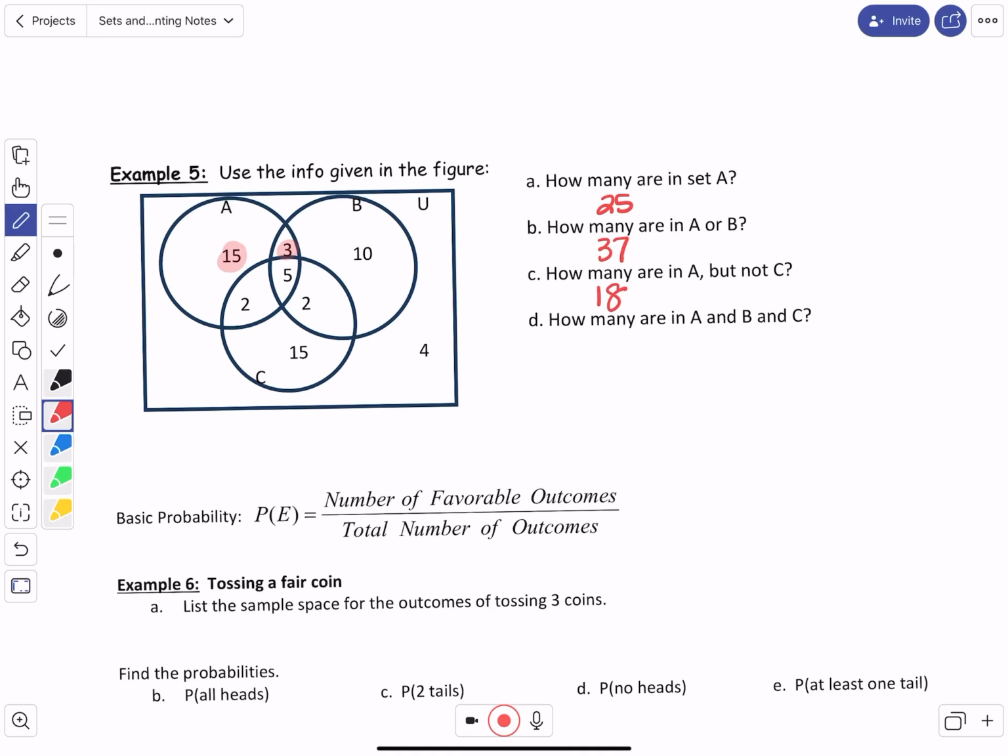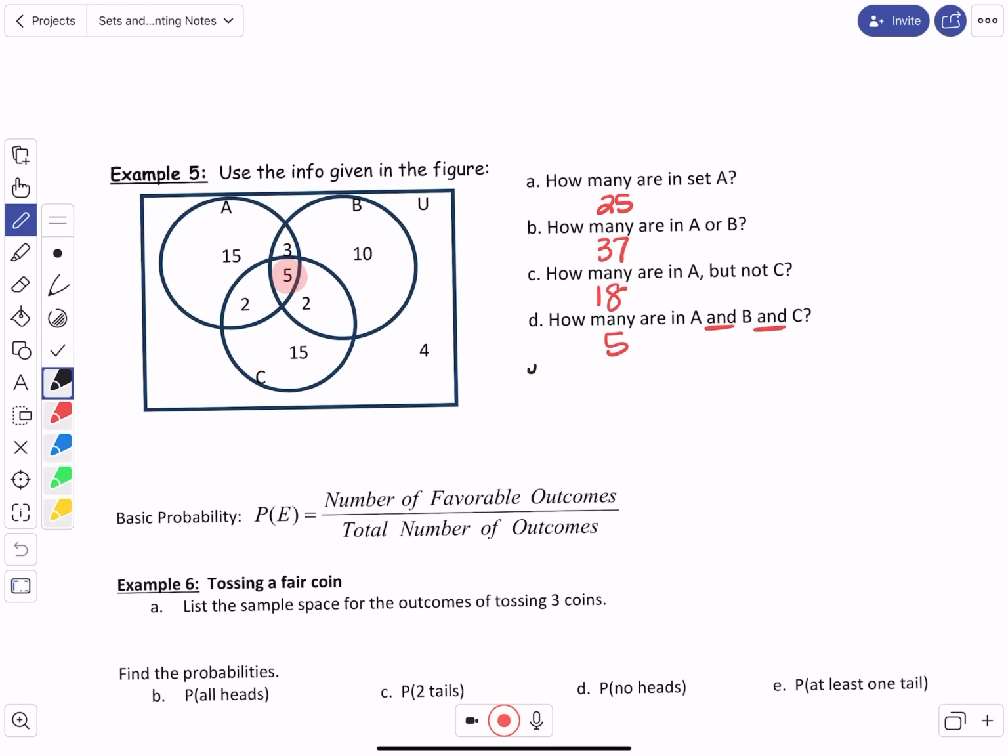All right, how many are in A, B, and C? So the key word here is the and. So it's overlapping. It wants to know the overlap. It's using that word and right there. So it just wants to know that 5.